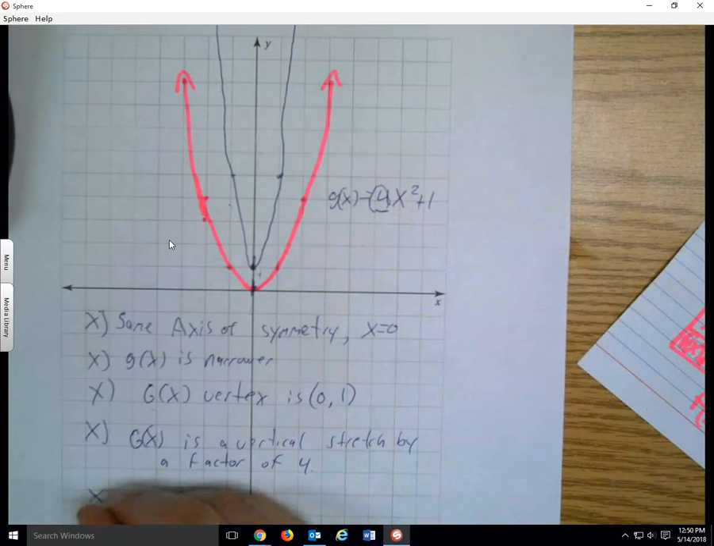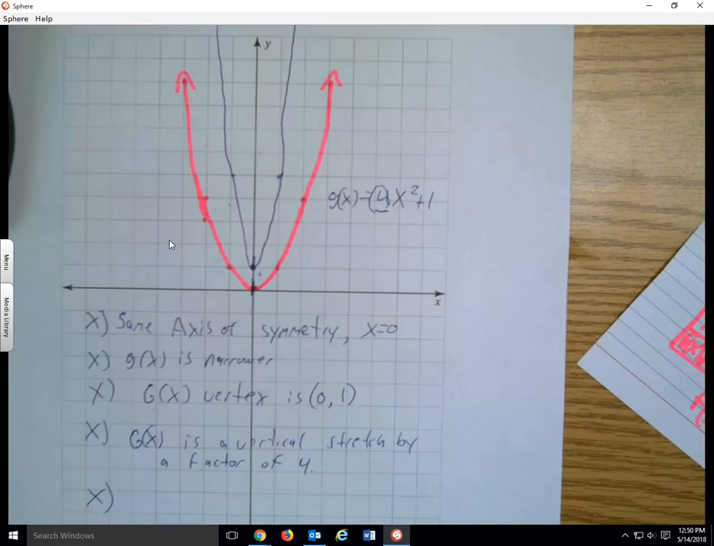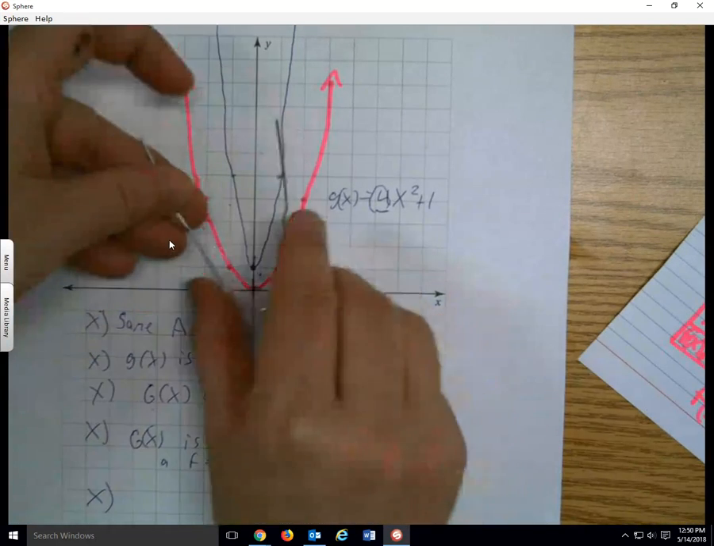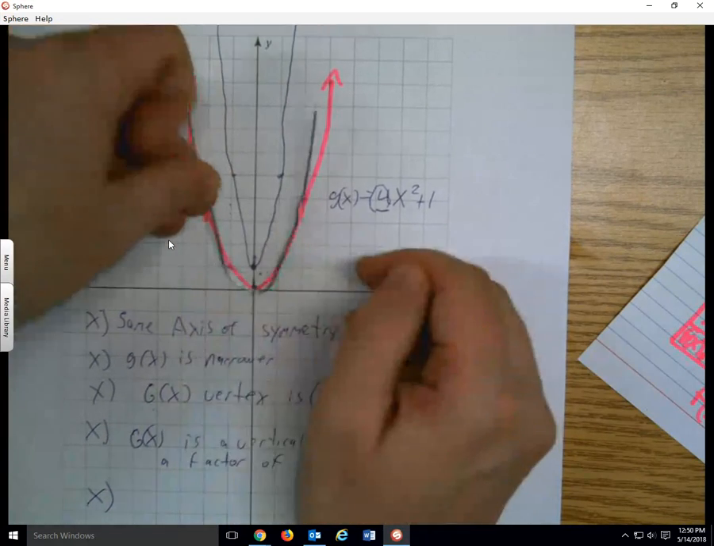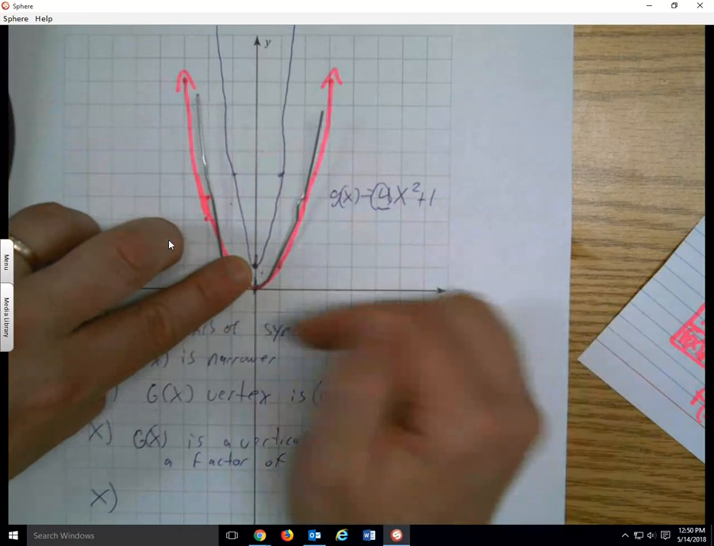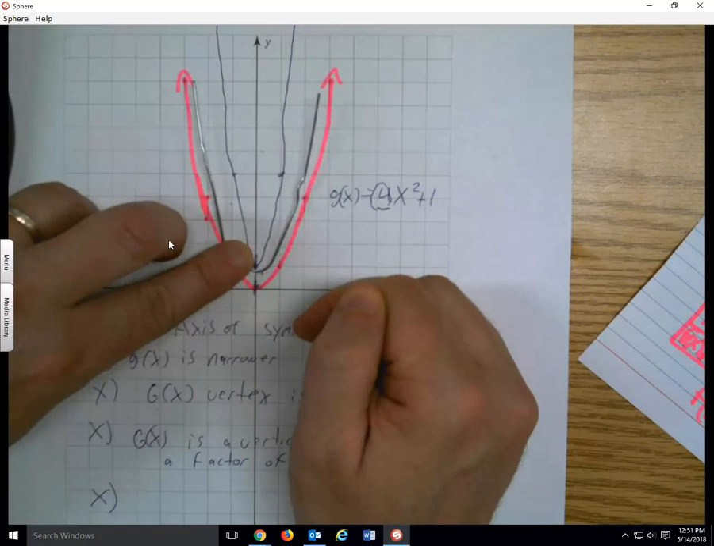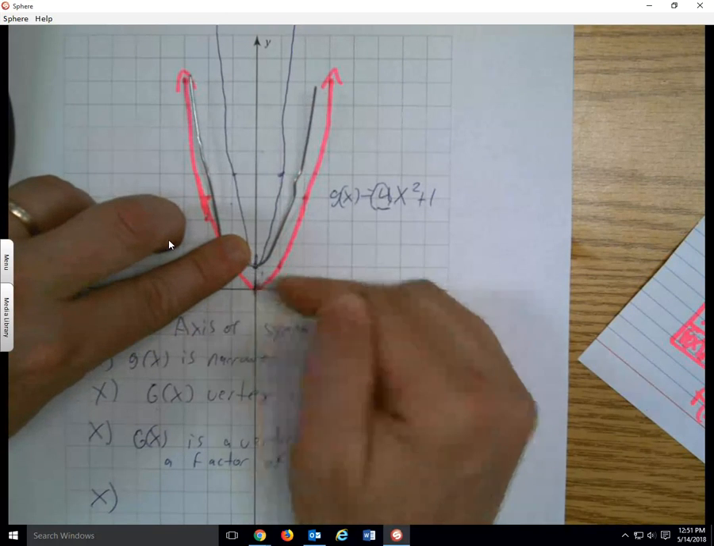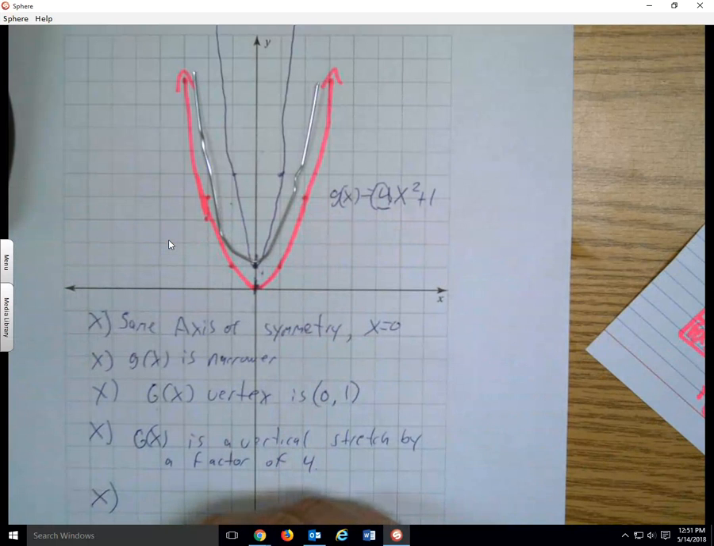And then now there's one other category we can look at, and that's how much it moved. Not only was it stretched, but it also moved, right? How many did it move to go from here? Just look at the origin here, the vertex. It went to here. So that moves upward how much? Right. So that would be a vertical translation 1 unit up.